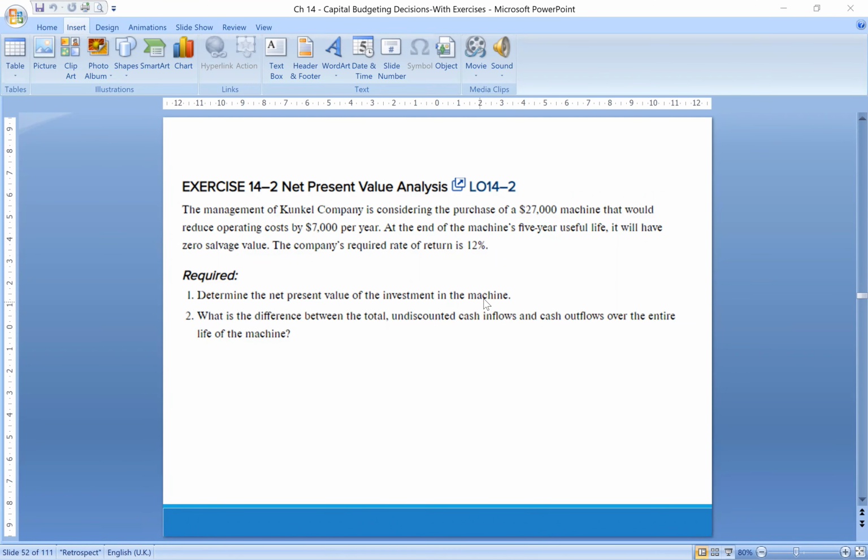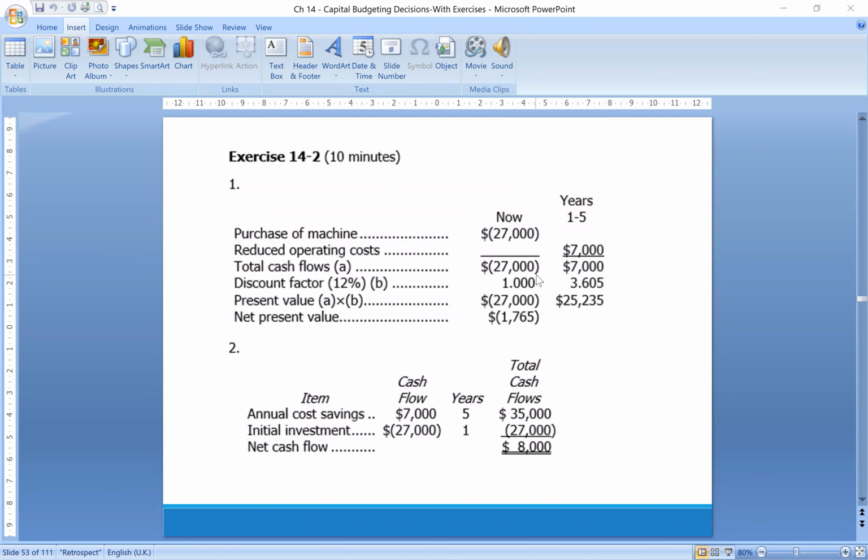Okay, first we need to calculate the net present value. Look, the 27 is multiplied by 1, so 27. The reduction in the operating costs, we are saving how many times? We are saving the 7,000 every year. So we use it for 5 years. So the 7,000 will be saved, which means it is a net cash inflow for 5 times.